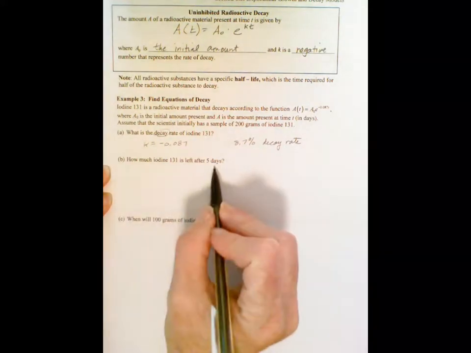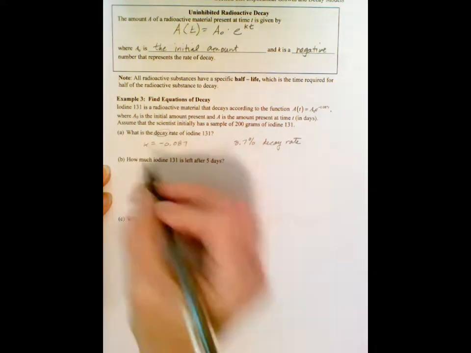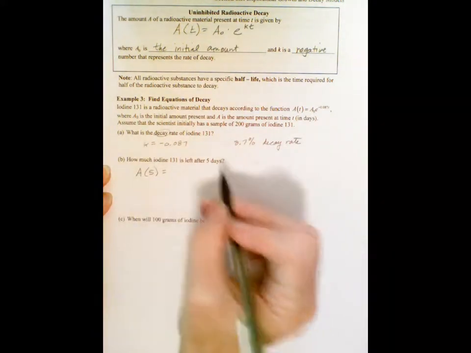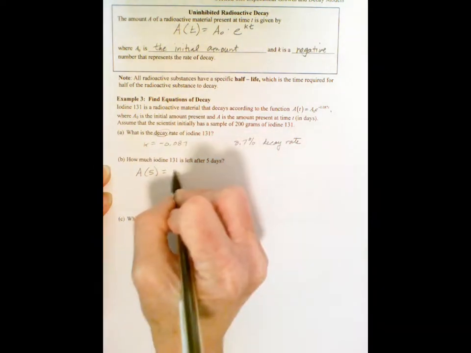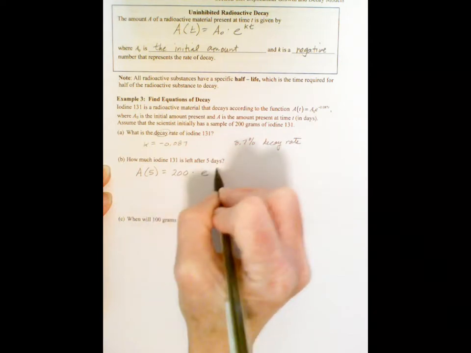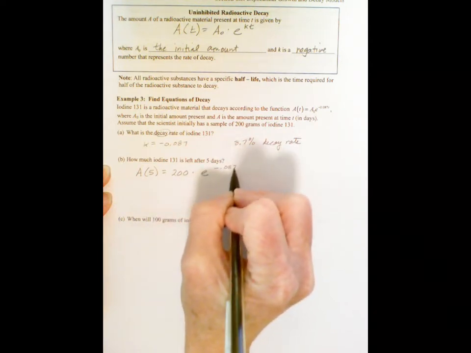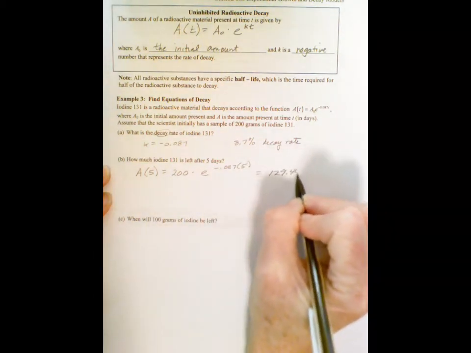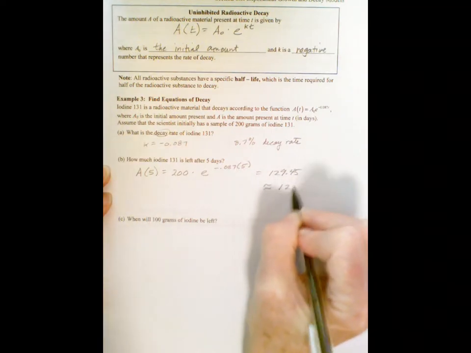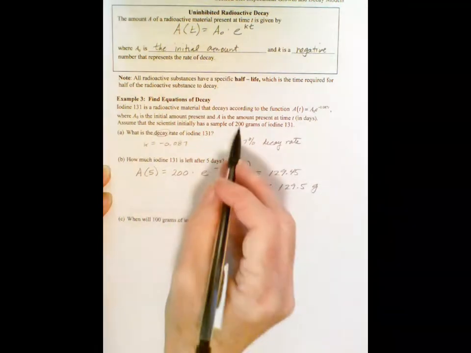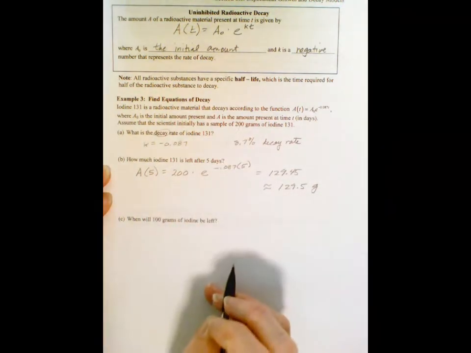How much iodine-131 is left after 5 days? Find A of 5. Well, the scientist has 200 grams, so that's A sub 0, times e to the negative 0.087, and t is 5. So this is just a calculator problem. We have 129.45, or approximately 129.5, and this is in grams. So after 5 days, we've gone from 200 to 129.5.